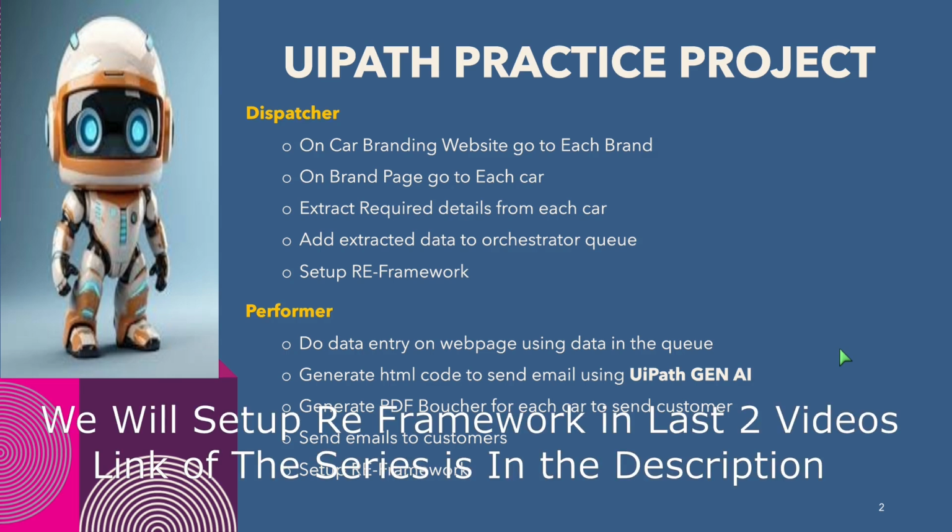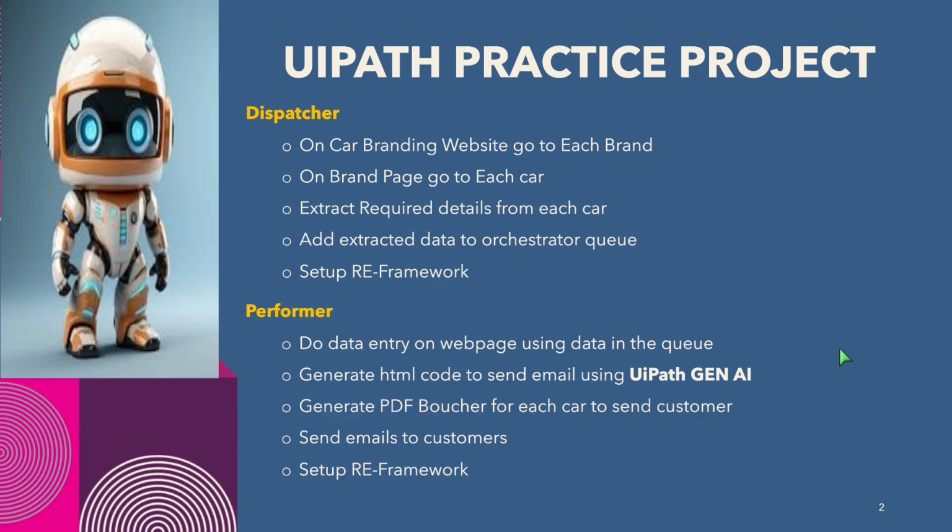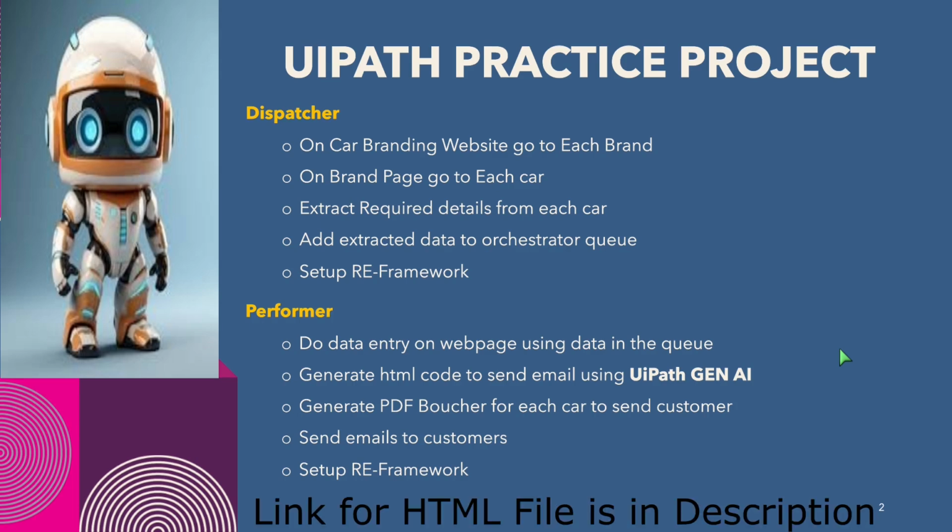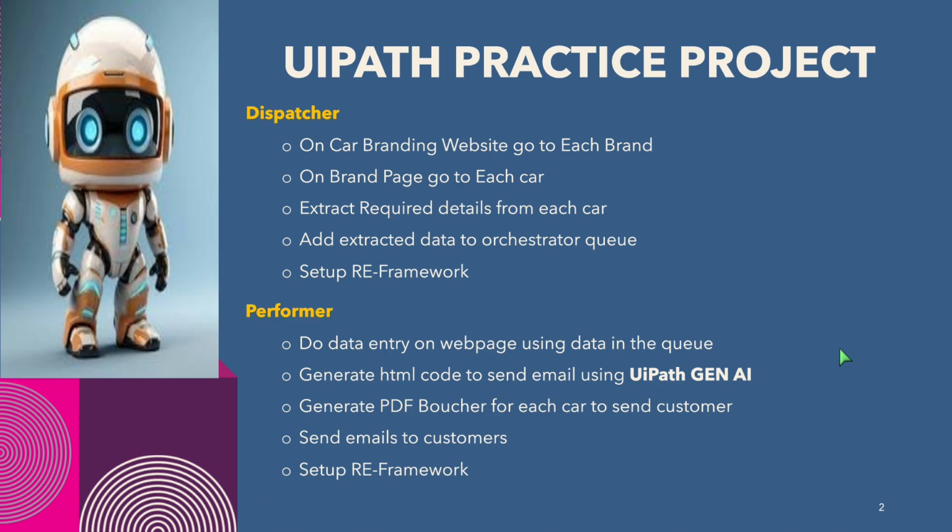Now let's start working on the performer workflows. The first thing that we have to do is the data entry. So what we will do is that we will create the page ourselves, a sample page, and then we will do the data entry there in the first workflow. Second workflow, we will generate the HTML code for each of the car data that we have just added to the queue a few minutes back, and then we will create a PDF for that car. In the end, we will send email using Microsoft Graph API, and then we will set up the RE framework for this also.